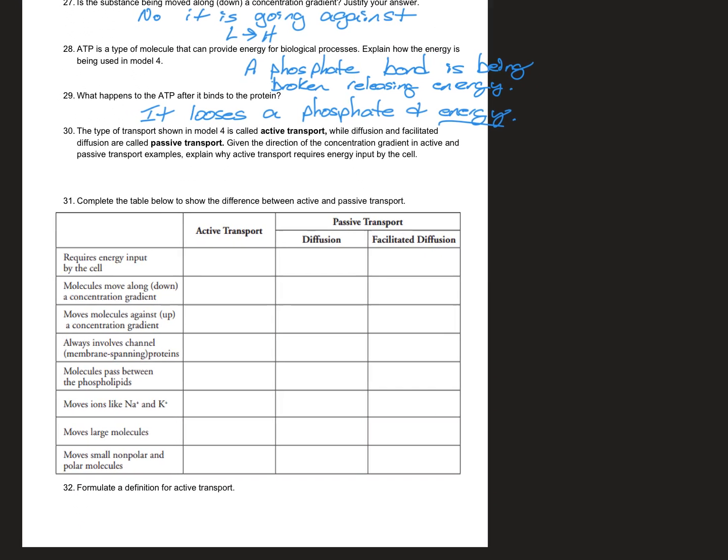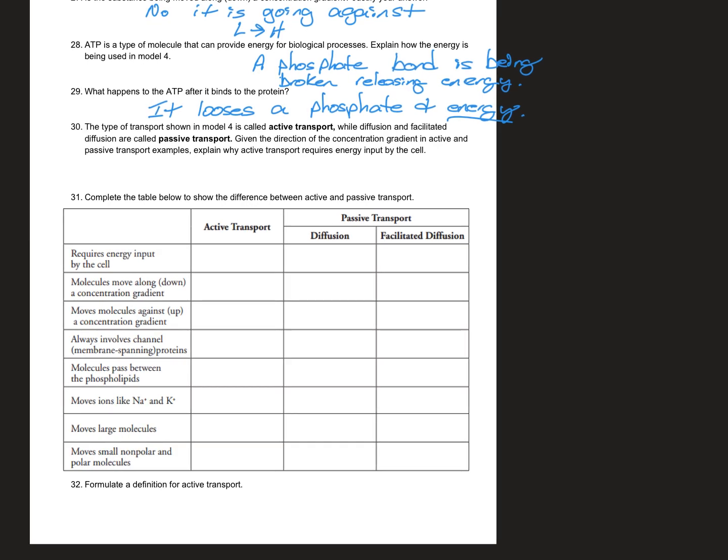The type of transport shown in Model 4 is called active transport, while diffusion and facilitated diffusion are called passive transport. Given the direction of the concentration gradient in active and passive transport examples, explain why active transport requires energy input from the cell.